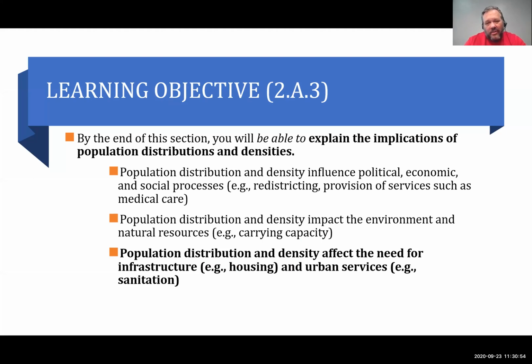All right, and so obviously if we have a high density area in a city, we're going to need more robust infrastructure. All right, and so we also get things, when you can group everybody into a certain area, into an urban area, we start to see the beneficial effects of sanitation projects, things like that.